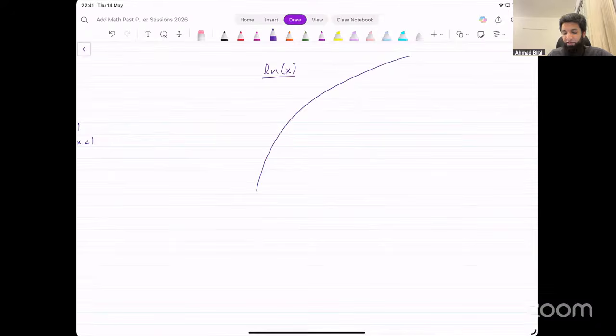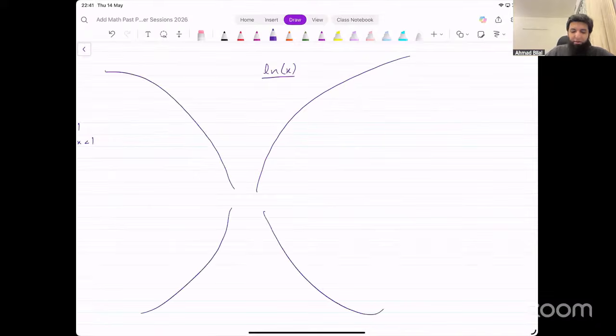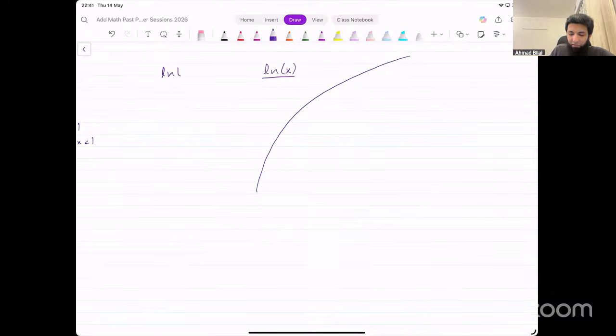This is the shape of the ln x graph. Now, you could get transformations of that. You could get something like this, or this, or this, depending on if you have something multiplied. For example, if you have ln of minus x, that's a horizontal reflection. That means reflection in the y-axis.